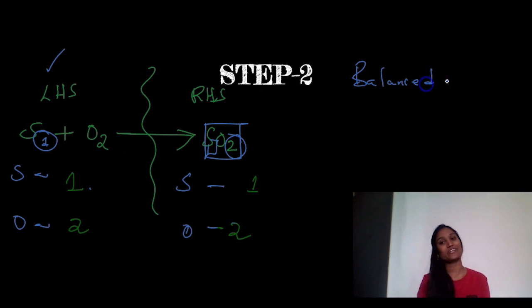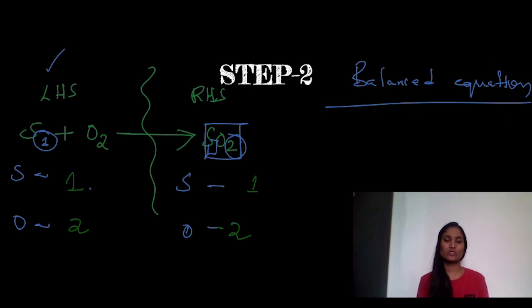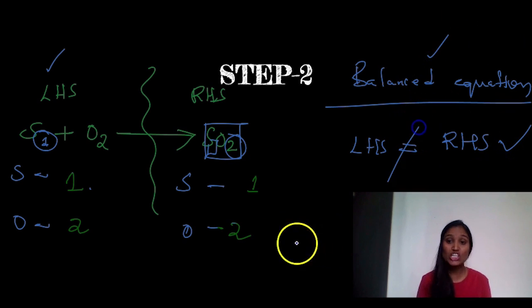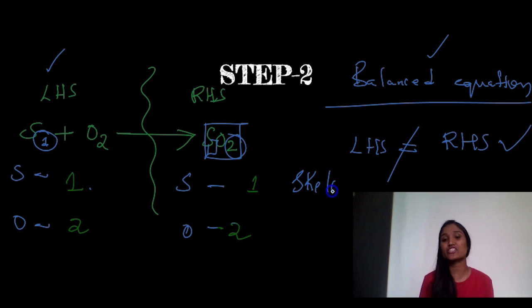What do you call this kind of equation? A balanced equation. So how do you identify if the equation is balanced or not? You have to see if the number of atoms on the left hand side is equal to the number of atoms on the right hand side or not. If they are equal, then your equation is balanced. If they are not equal, then your equation is an unbalanced chemical equation. And there's a technical term for that unbalanced chemical equation, and that technical term is skeletal equation.